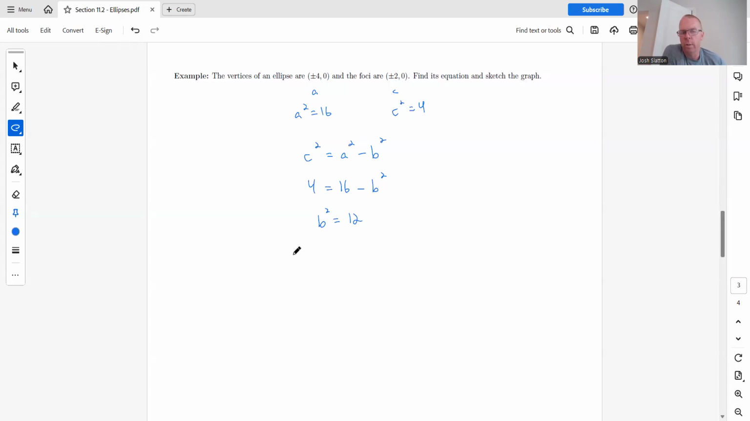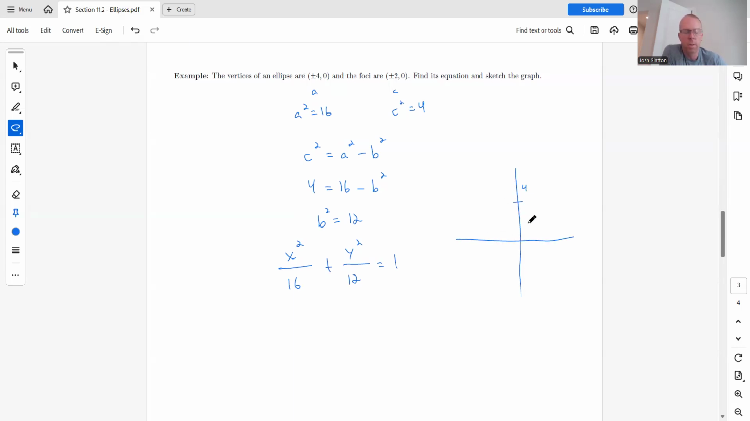So our equation is going to be x squared. And in this case, the vertices are along the x-axis, so x squared is going to have the a, or the 16, a squared, I should say, plus y squared over b squared, which is 12, and that equals 1. And then we can draw the graph.